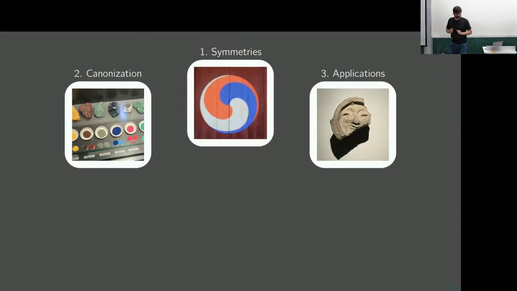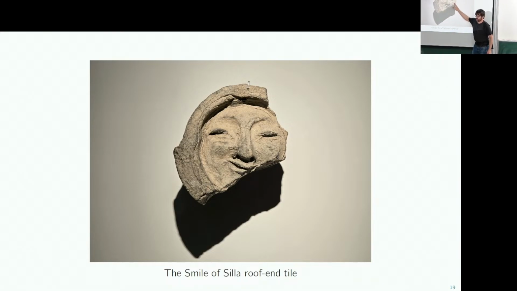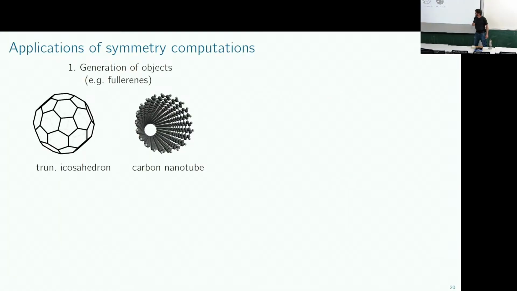There are other applications though, and I want to talk about this a little bit. One of the applications is to extrapolate from symmetry. So here you see the smile of Scylla. It's a roof end tile from the roof you saw before. What I want to imply here is that you know there's a piece missing here, but because this is a symmetric object, we know how it's going to look here. Actually you only need the left half, because the right half is going to be exactly the same.